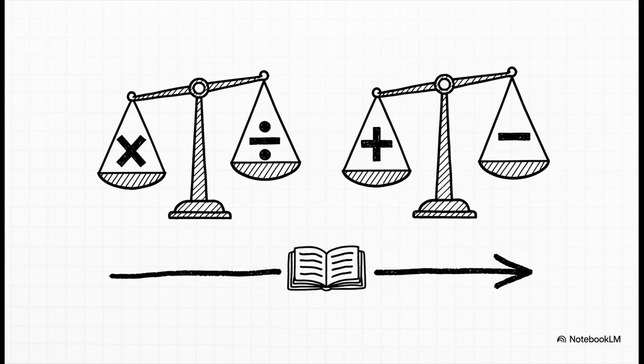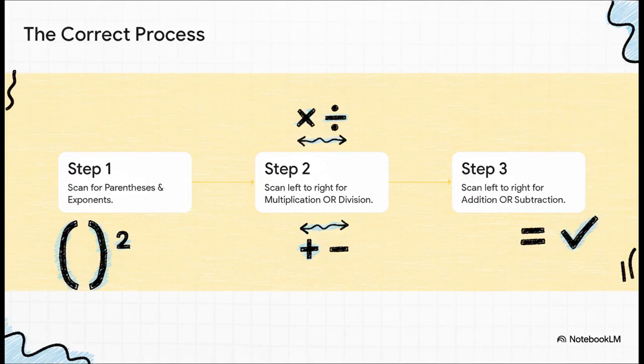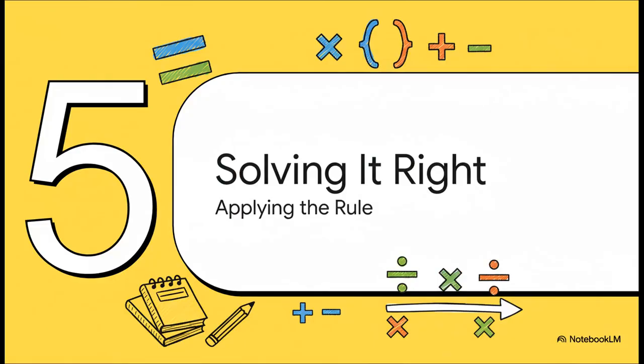So how do you decide which one to do first? It's simple. You just solve them as they appear from left to right, just like you're reading a sentence in a book. So let's rethink our process. Step 1, you scan the problem for any parentheses or exponents. You always do those first. Step 2, you scan again from left to right, and you do any multiplication or division, whichever comes first. Then, step 3, you do one last scan, left to right, for any addition or subtraction. Okay, now that we have the real rule, let's go back to our problem and try it again the right way. Time to see this new and improved PEMDAS in action.